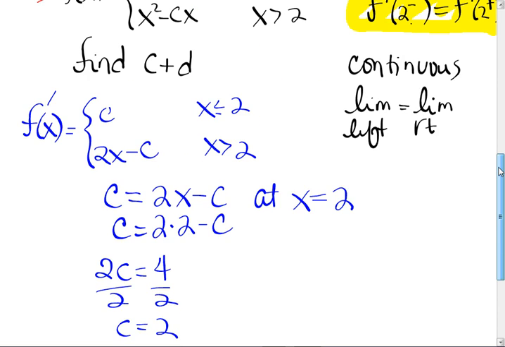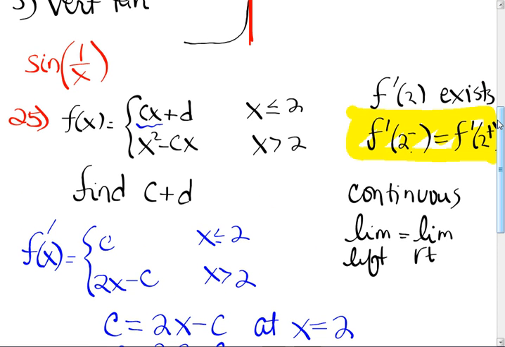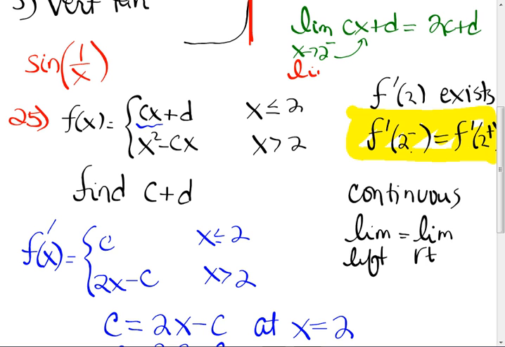So the function from the left, what is this function going to from the left? What's the limit as x approaches 2 from the left of cx plus d is equal to what? Put in 2, always substitute, 2c plus d. What is the limit from the right? Limit as x approaches 2 from the right. I'm going to use the other formula of x squared minus cx.